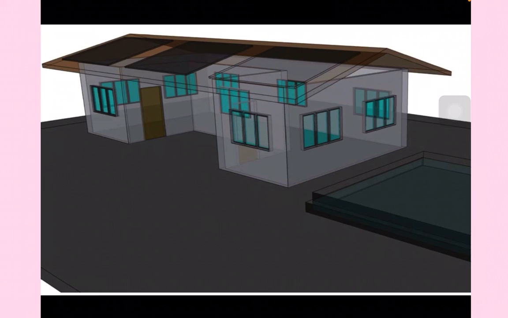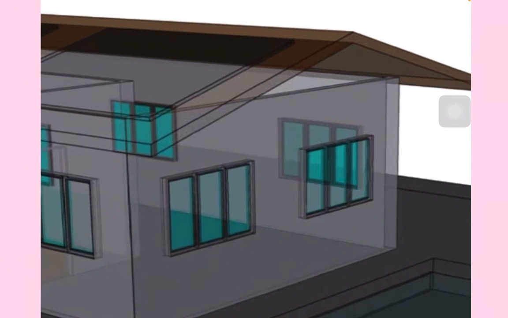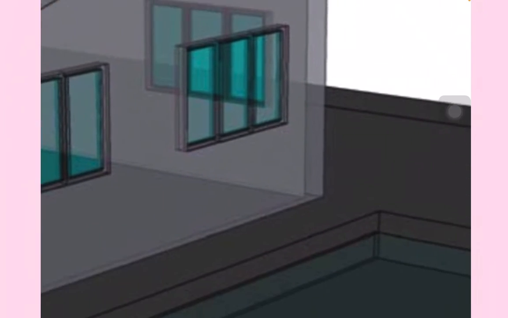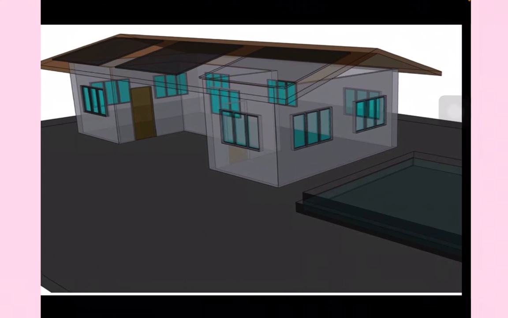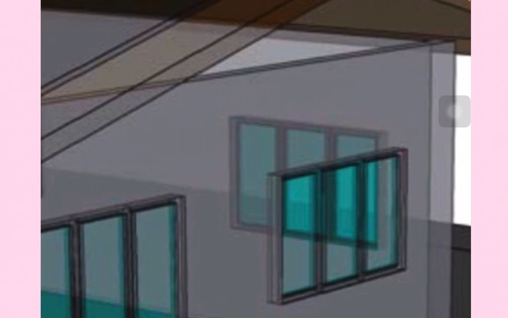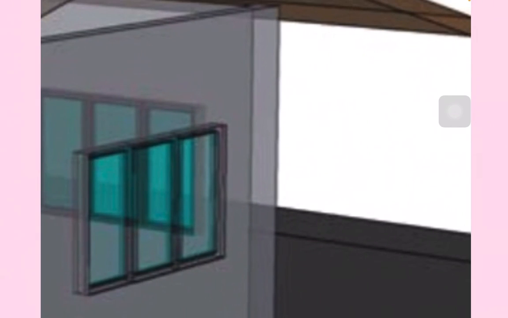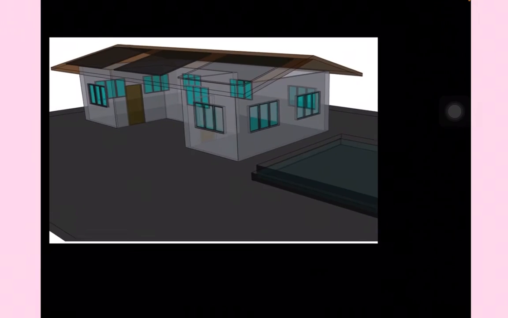Next is the drainage of water, rainwater drainage into the storage tanks. So this is the rainwater runoff and this is the storage tanks. The drainage water here at the top is brought to the corner of the house, next into the ground and into the storage tank.